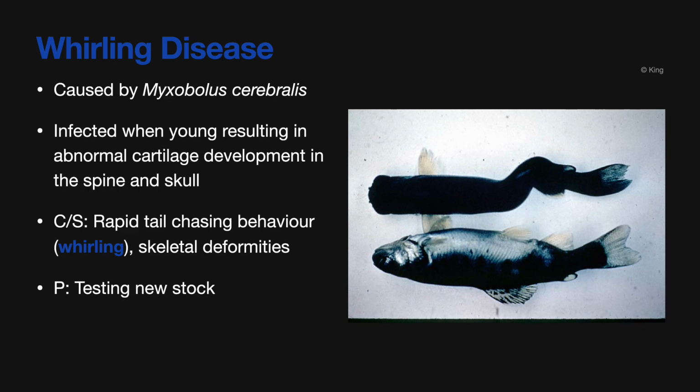Whirling disease is caused by Myxobolus cerebralis. Fish are infected when they are young, resulting in abnormal cartilage development in the spine and skull. The main clinical sign is whirling or a rapid tail-chasing behavior, but skeletal deformities can be seen as well. Prevention involves testing any new stock before introducing them into a fish population.